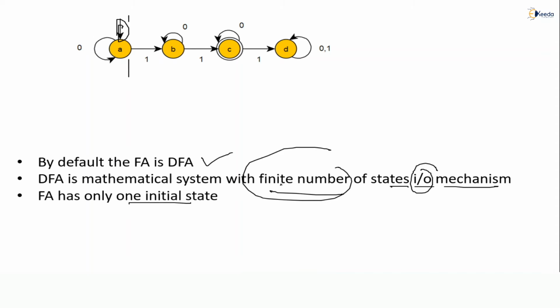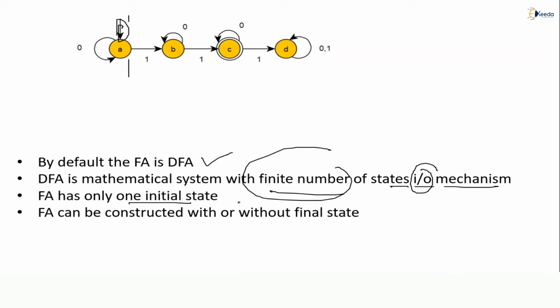Only one initial state will be there. FA can be constructed without a final state. Yes, this is possible, you would understand. FA can be constructed with a final state, and without a final state also.